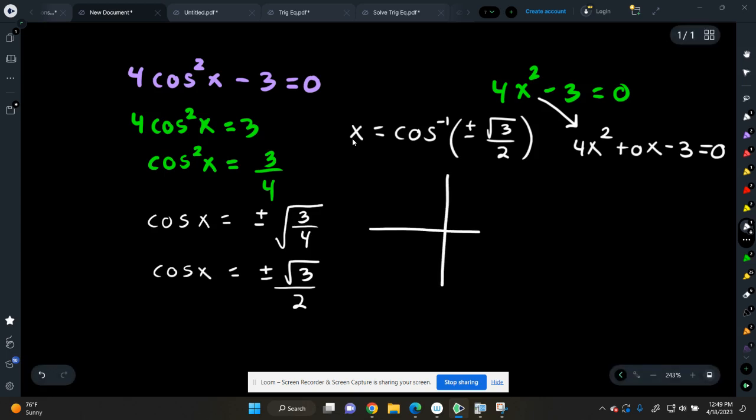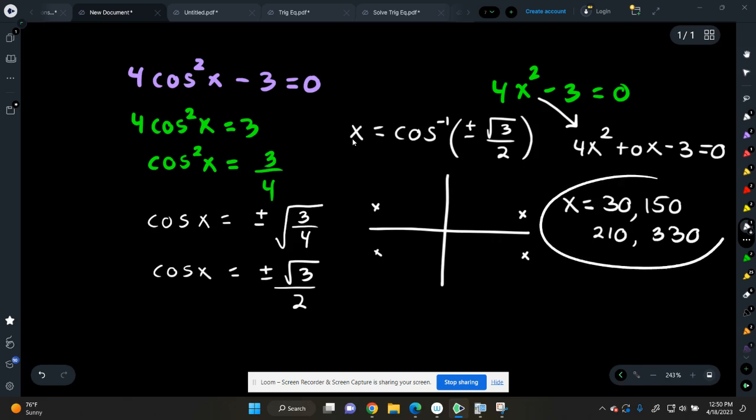Okay, so let's look at our solution here. How many solutions are we going to have? 4, yeah, because we're looking at a plus or minus. So we're right here, here, here, and here. So x equals 30. What else? 150. 330. Yes, very good. Okay, let's look at another one.